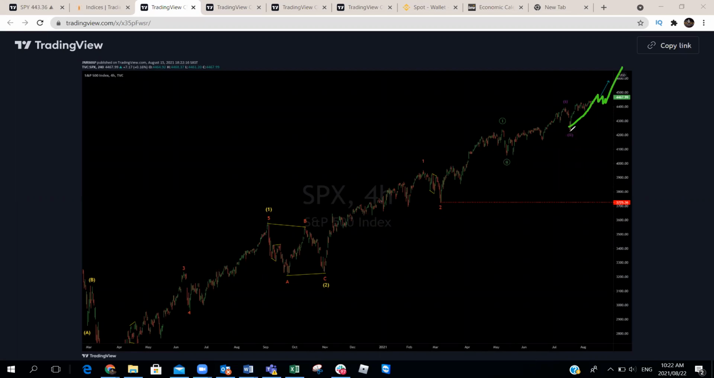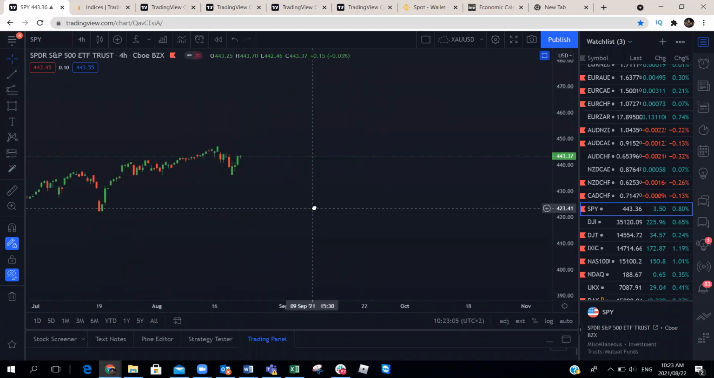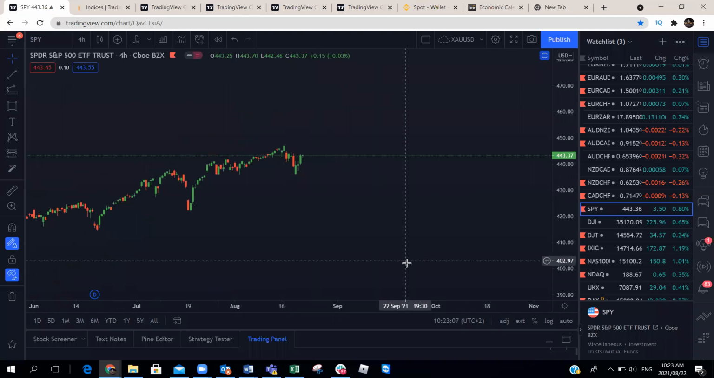We're currently in this purple degree here. We're looking for this to complete 5 waves. So we are currently looking for more upside. The indicator is telling us that we are going to see continuation to the upside. So the sequence and the structure, as well as the indicator, all confirming one thing, that we are going to see more upside in the next coming session as far as the indices are concerned. That is the S&P 500.